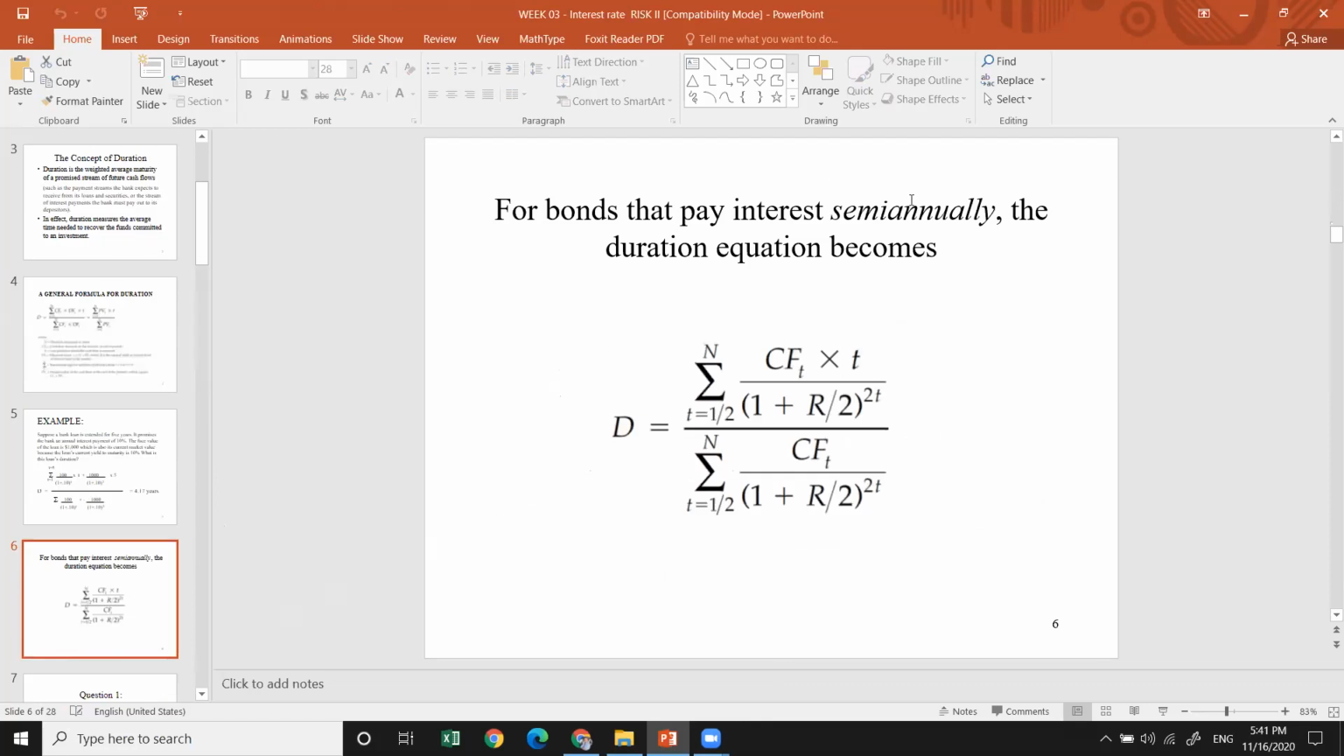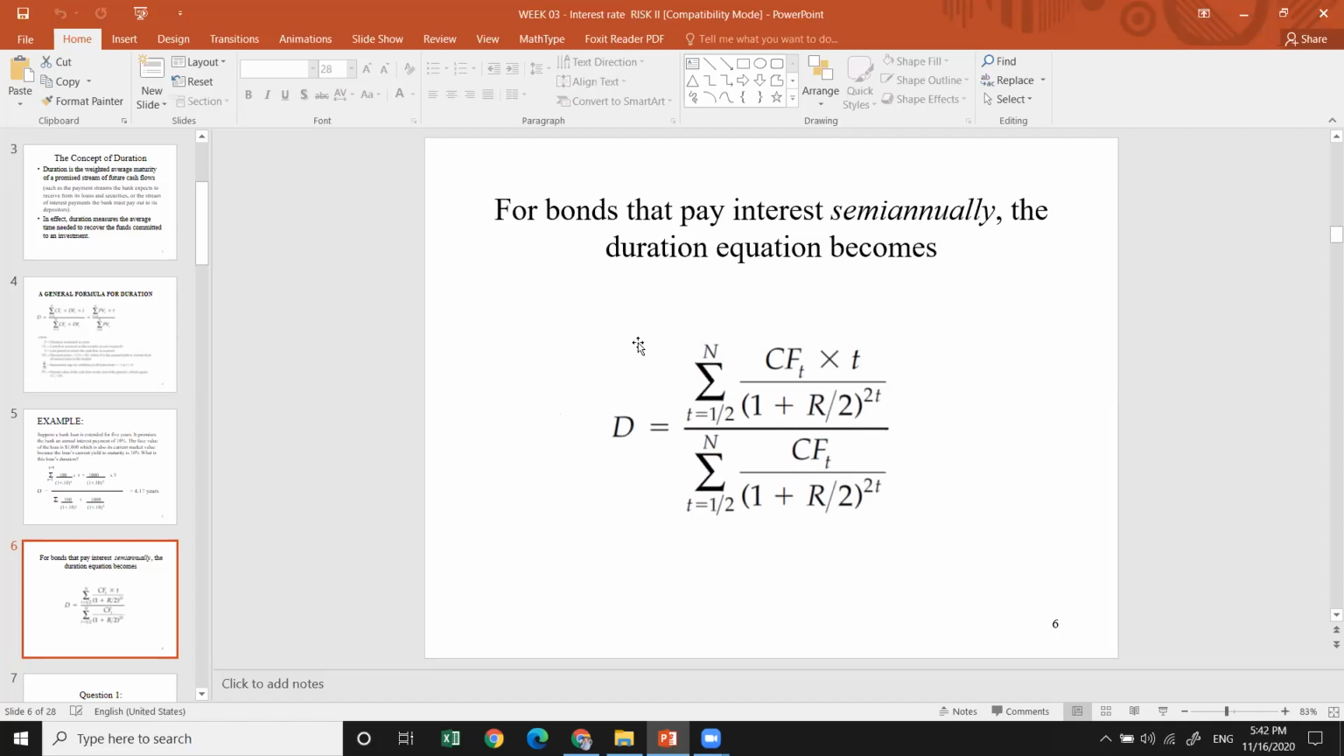For bonds that pay interest semi-annually, you need to convert everything into semi-annual, or if it's quarterly, you need to convert into a quarterly basis, divided by 4. If it's weekly, you need to divide it by 52, and so on. It's the same thing that you have done in your previous finance courses, when calculating present value or future value, annuity issues, or the bond value.